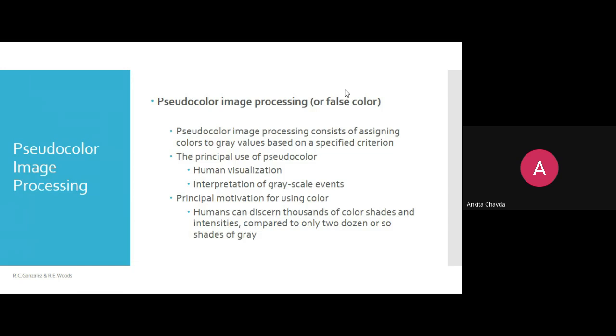Our world is also colorful, right? So we cannot see a particular thing only in black and white. Otherwise, we wouldn't have invented color TV; we would still be watching black and white TV. But we are habituated to seeing colors, right? So we are converting even grayscale to a color image. That is just for human visualization and interpretation of the grayscale events.